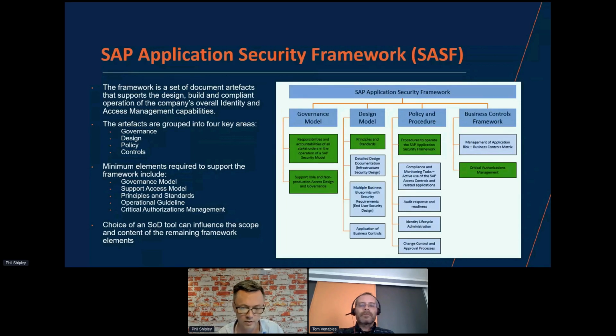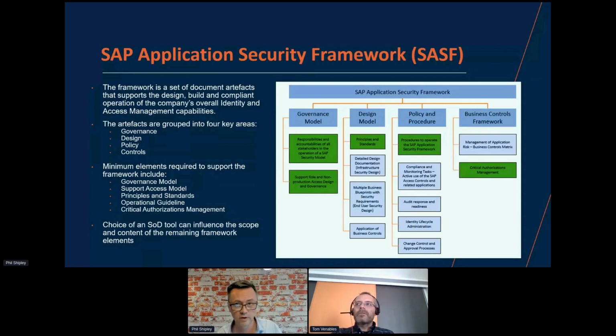So, the governance model, defining those accountability responsibilities of all stakeholders throughout the business, so that everyone understands ultimate accountability, delegation of authority, and approval and ownership processes. A support access model.